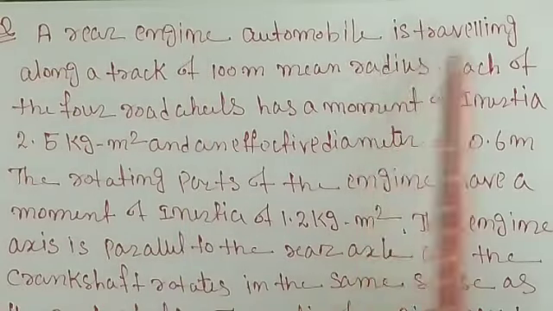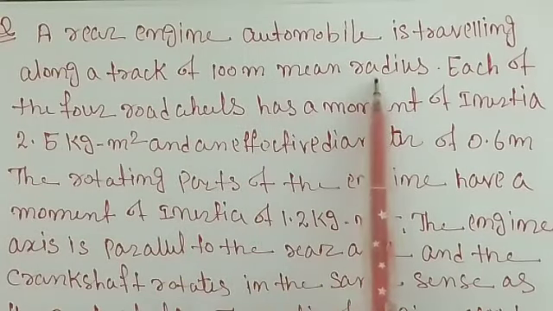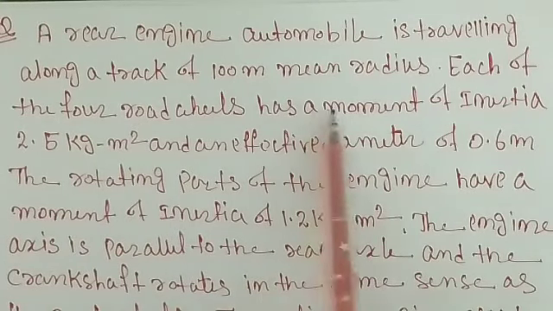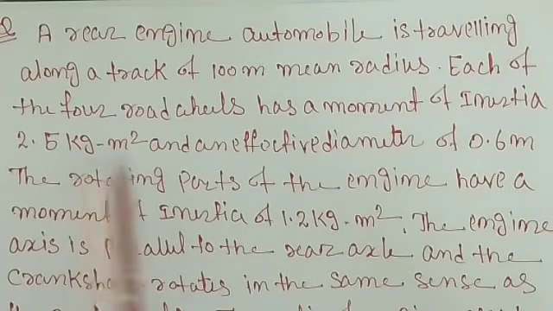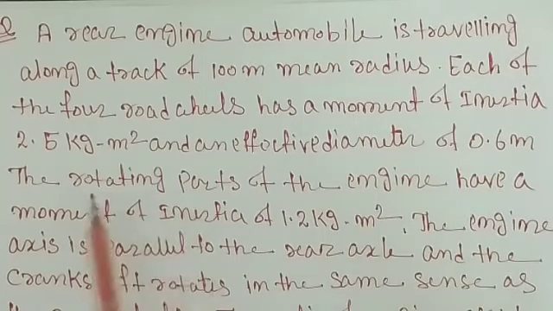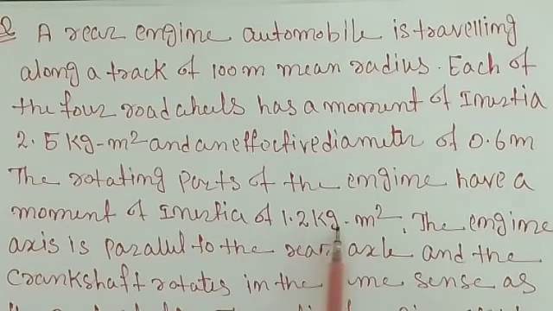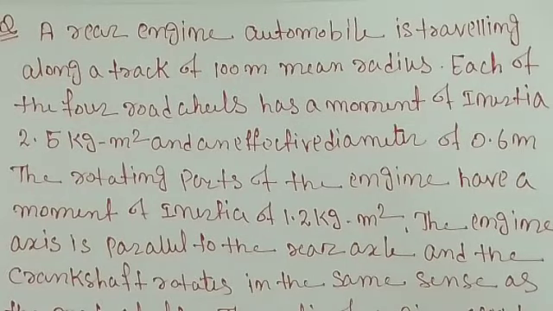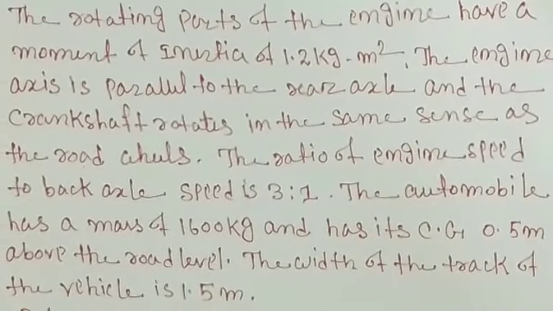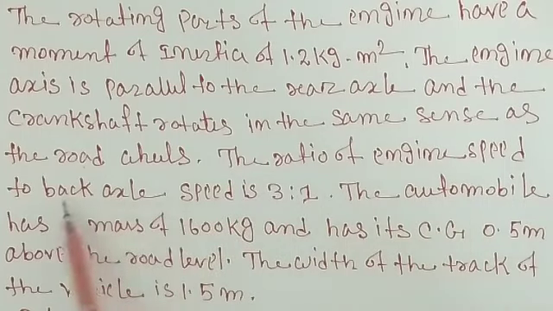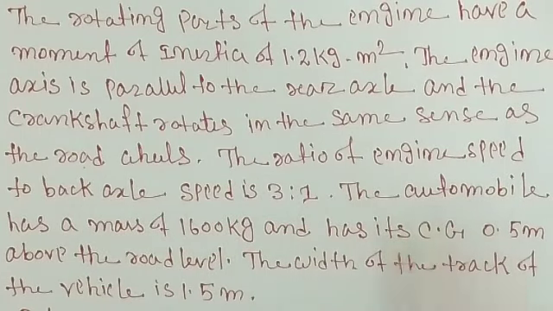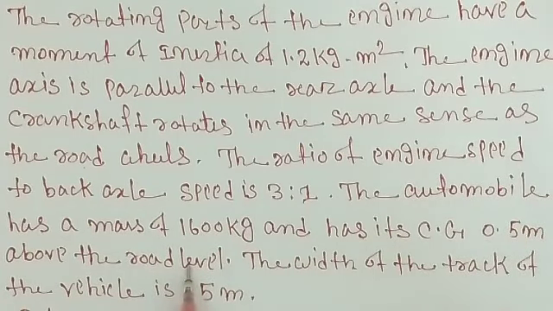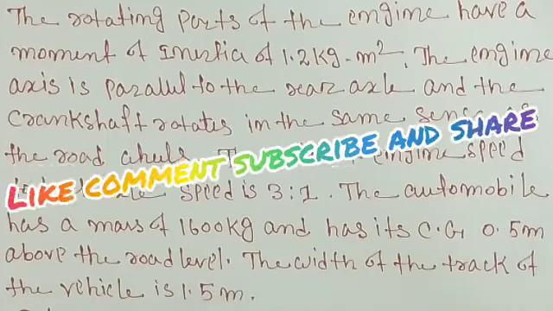A rear engine automobile is traveling along a track of 100-meter mean radius. Each of the four road wheels has a moment of inertia of 2.5 kilogram meter square and an effective diameter of 0.6 meter. The rotating part of the engine has a moment of inertia of 1.2 kilogram meter square. The engine axis is parallel to the rear axle and the crankshaft rotates in the same sense as the road wheels. The ratio of engine speed to back axle speed is 3:1. The automobile has a mass of 1600 kg and has its center of gravity 0.5 meter above the road level. The width of the track of the vehicle is 1.5 meter.